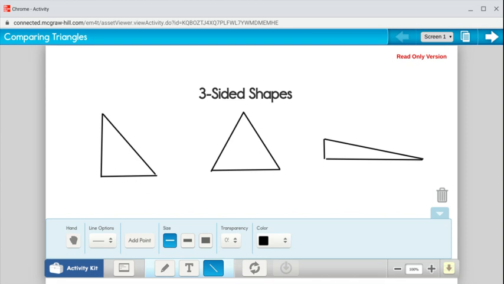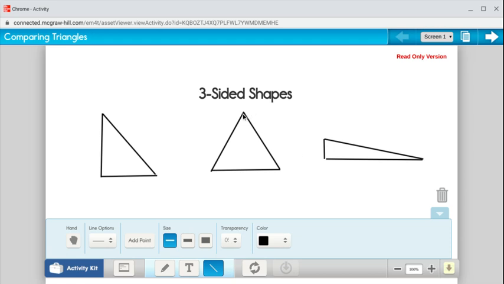Yeah, so these are triangles. And all three of these are triangles. Even though they all look different, they are all the same. So we're going to talk about why they are the same. Why are they considered triangles when they look so different? So when I count the sides of a triangle, I'm going to have 1, 2, 3 sides. 1, 2, 3 sides. No matter how long or short those sides are, if there's 3 sides, then it's a triangle.